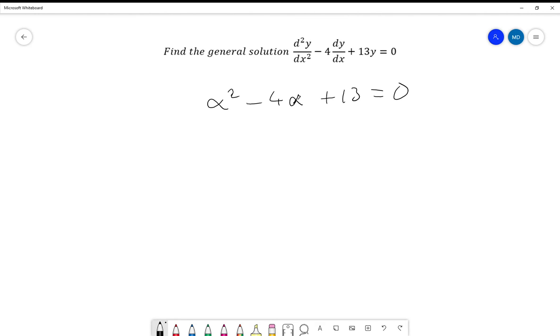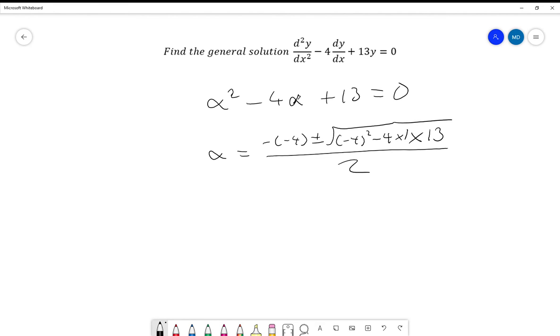And then we're going to solve that. Unsurprisingly, this doesn't factorize as we're talking about situations where we have complex roots. So we're going to go to our quadratic formula, which gives us alpha is going to be equal to minus b, so minus negative 4, plus or minus the square root of b squared, which is negative 4 squared, minus 4 times a times c, so times 1 times 13, all over 2.